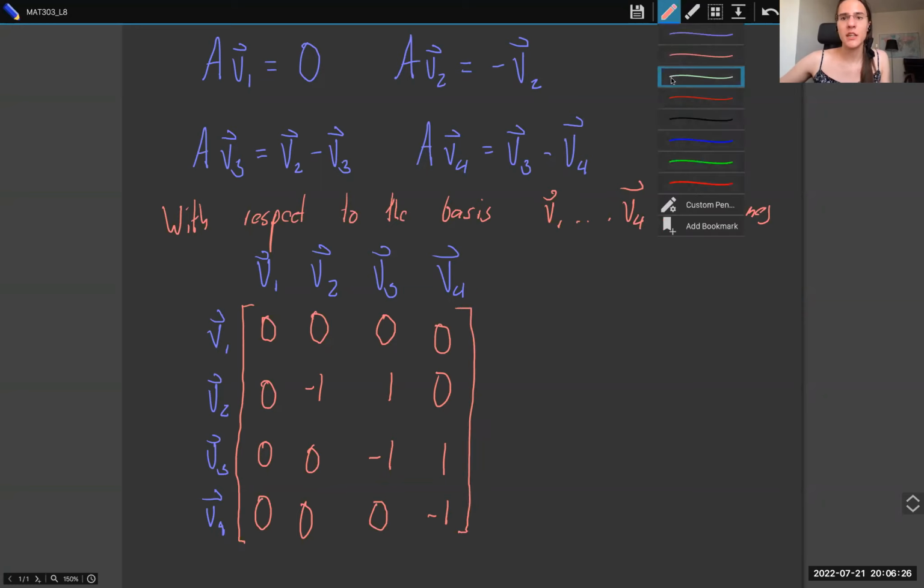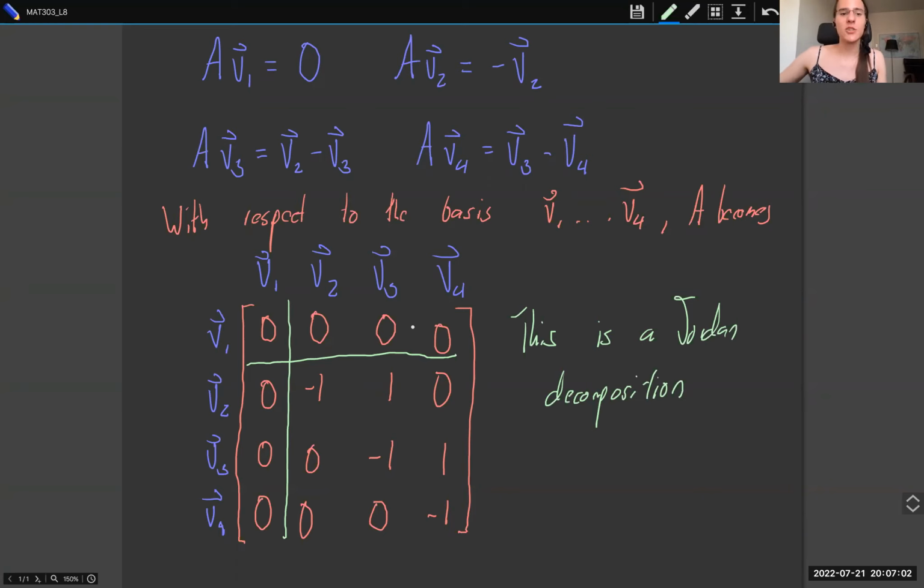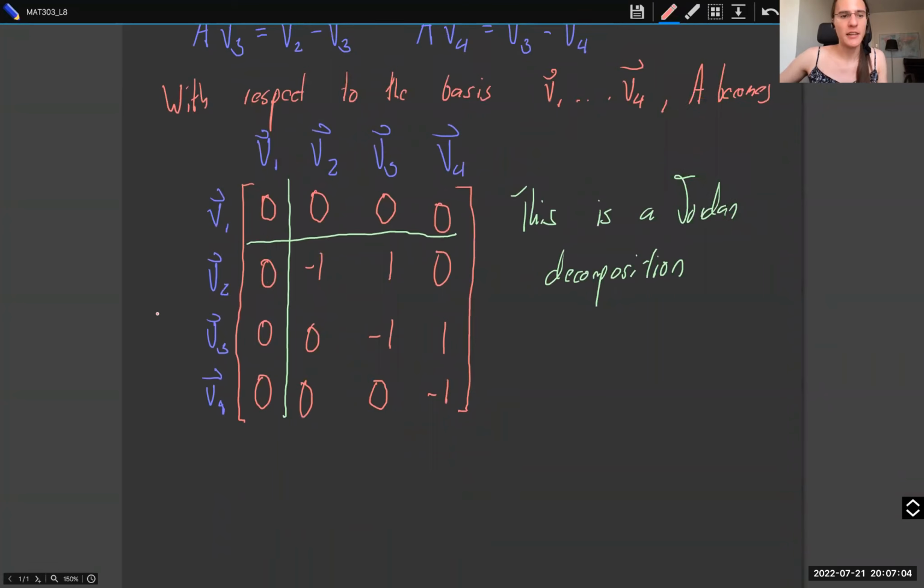So what do we see? We see that we actually have the matrix in a block decomposition where the top block is a diagonal matrix with 0 along the diagonal, because that's the eigenvalue 0. And here we have a Jordan block corresponding to the eigenvalue -1. And it's a 3x3 Jordan block. So this is a Jordan decomposition. By the way, so what is this equal to? So let's call this matrix J.